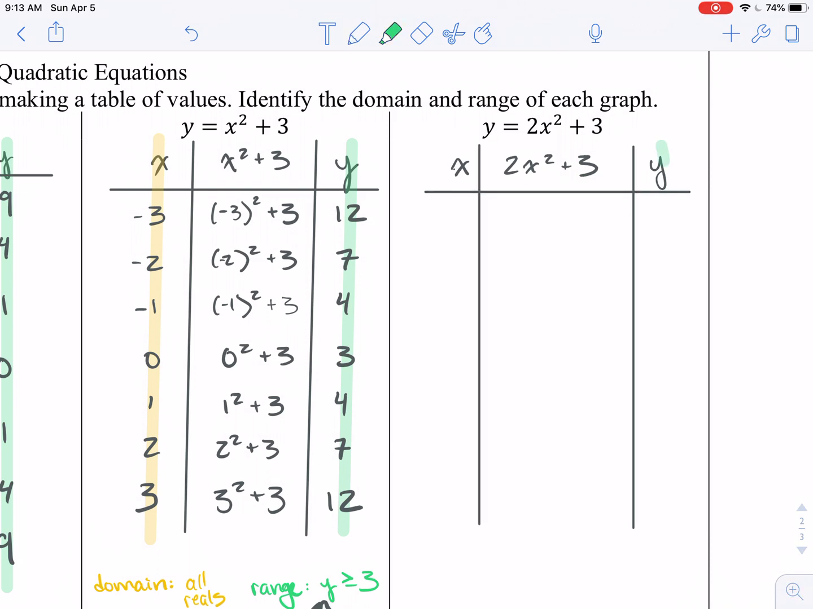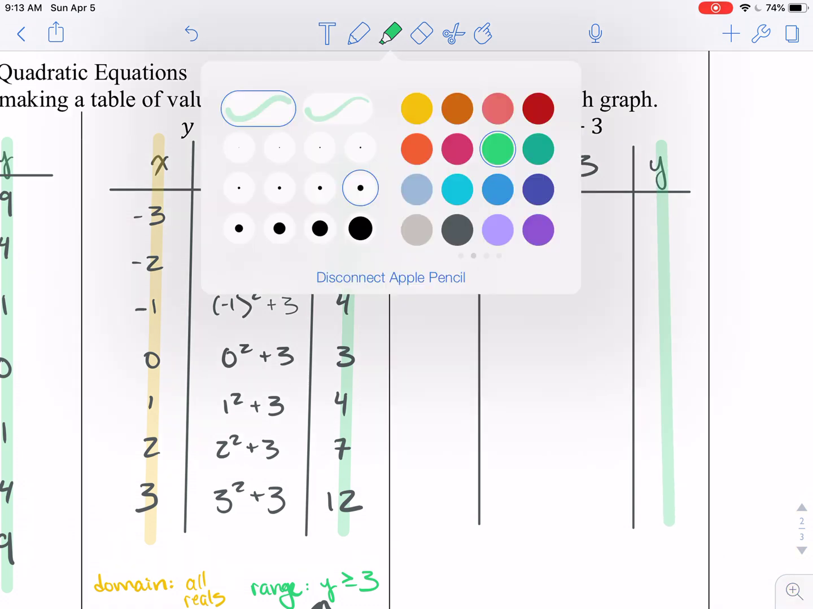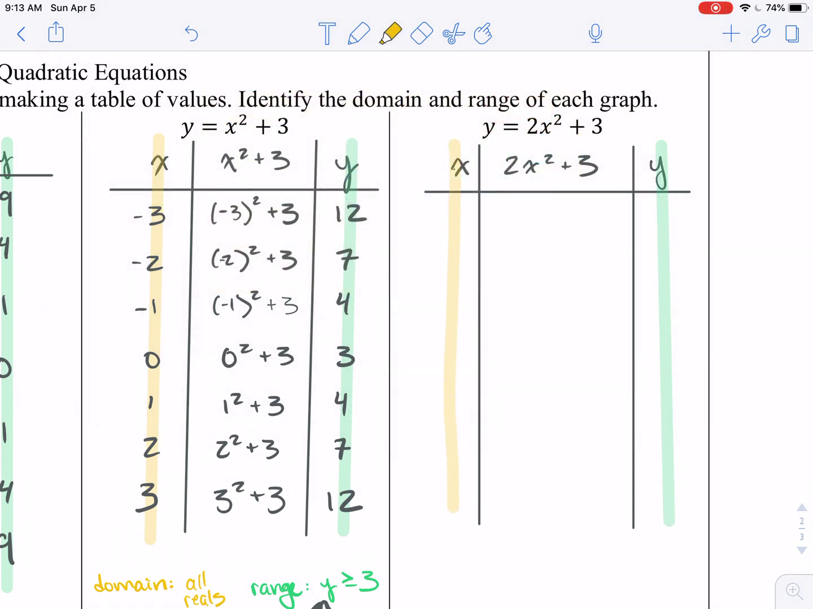We'll also want to remember to identify both the domain and range of our function, given by our domain is our x values and our range is our y values. So let's use that same set, -3, -2, -1, 0, 1, 2, and 3. Now 2 times -3 squared plus 3 is 2 times 9 plus 3, which is 18 plus 3, which is 21. And then 2 times -2 squared plus 3 is 2 times 4 plus 3, which is 8 plus 3, which is 11.